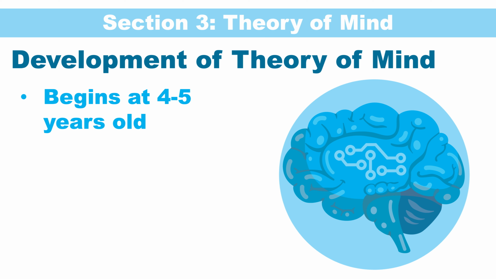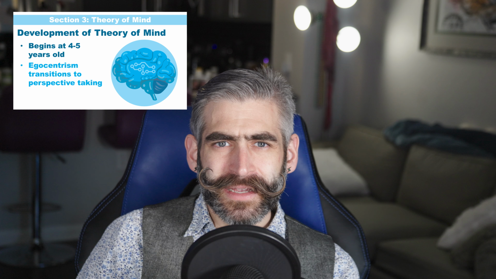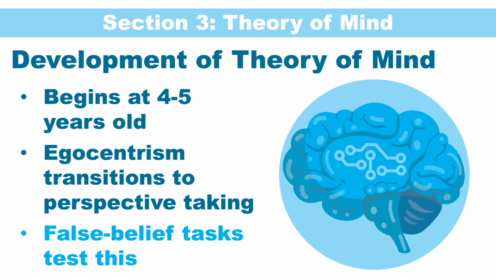Just like self-awareness, theory of mind develops over time. Most children begin to show signs of theory of mind between ages 4 and 5 years old. Before this, children tend to be what we call egocentric. They assume that everyone else knows exactly what they know. It's not that they're selfish, it's just that their brains haven't yet developed the ability to understand that others have different perspectives than them. One of the most famous ways to test theory of mind is through false belief tasks.